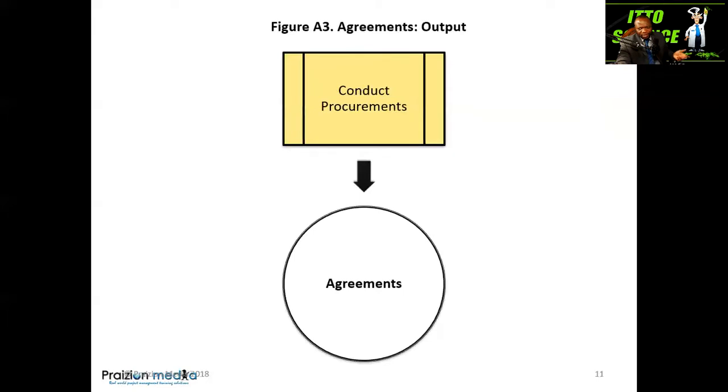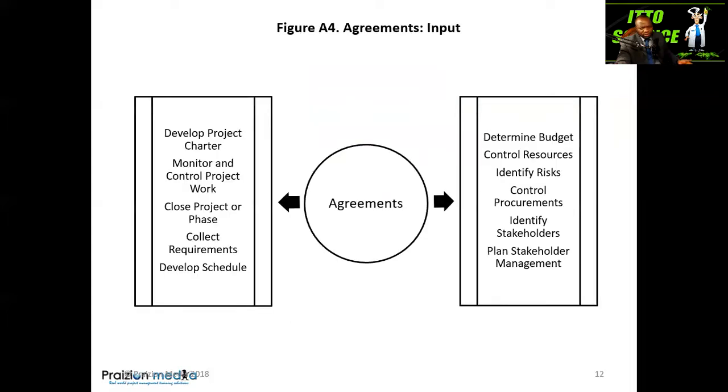Like agreements, it comes from conduct procurements. That's the only place you see it from. But where is it going? All of these places. Develop project charter, monitor and control project work, which is quite interesting if you're studying and you're beginning to lose focus of where does this go? Where does this come from? This serves as a nice final check.